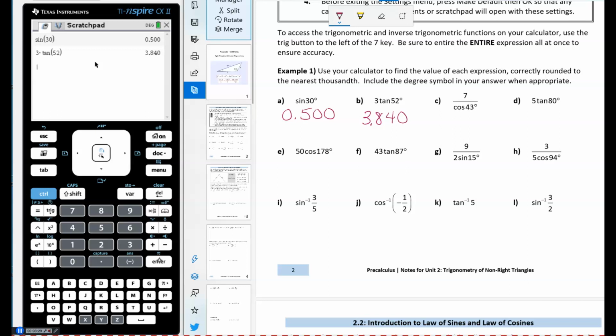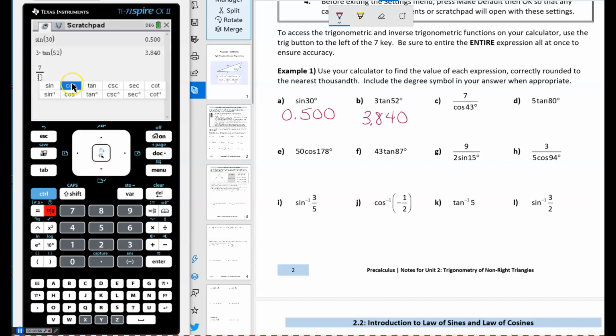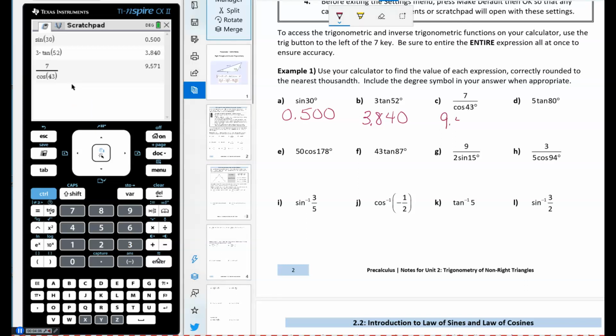All right, for the next one, we're going to need a fraction. So in order to produce a fraction, you're going to want to press the control button and then divide. That gives us that horizontal fraction bar, which is going to be really important that we use. And so type 7 on the top, use your arrow down button to get to the denominator, and then trig, select cosine, and 43 inside the parentheses, and then enter. And that's 9.571.